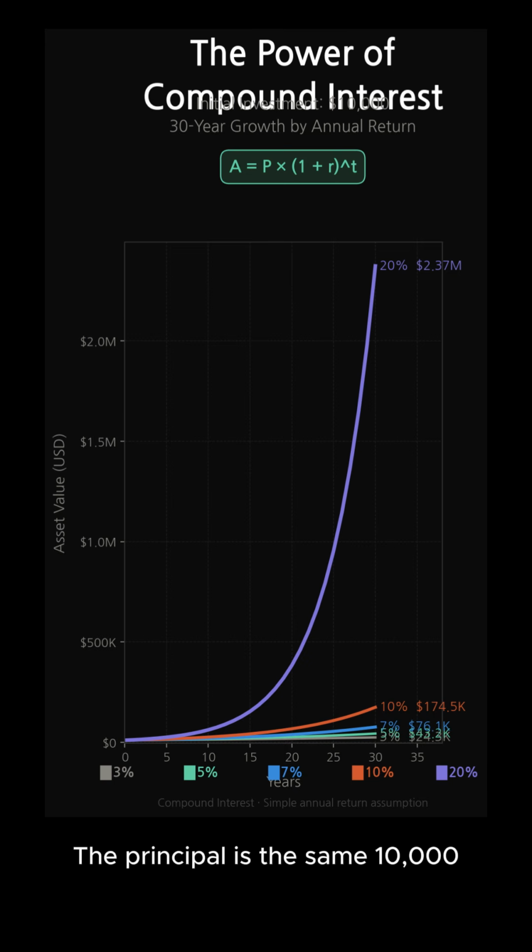The principal is the same $10,000, but just the difference in return rates leads to such an extreme gap in results. This is the power of compound interest. Let's summarize the key points of compound interest.